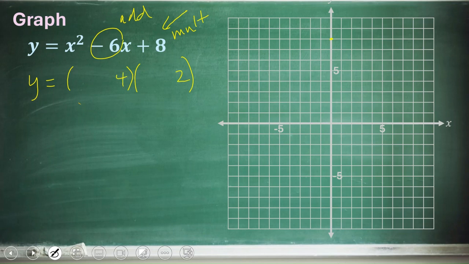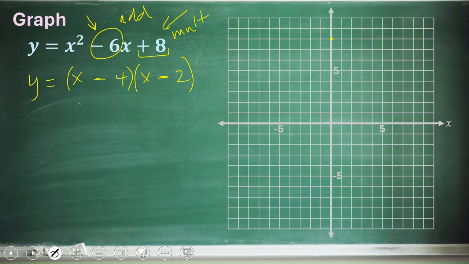Doesn't matter what order you write these in. I know that to get a positive 8 and then to also get a negative 6, two negatives make a positive, and when I add two negatives, I get a negative. So I know that both of these have to be negative.